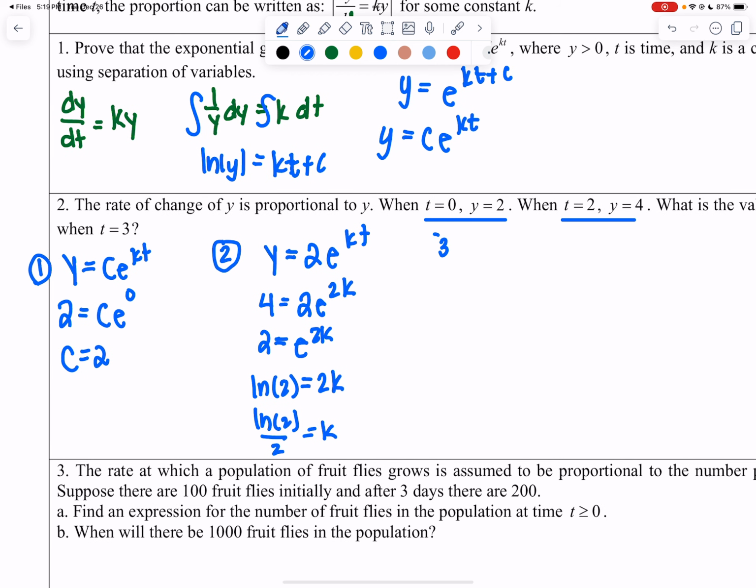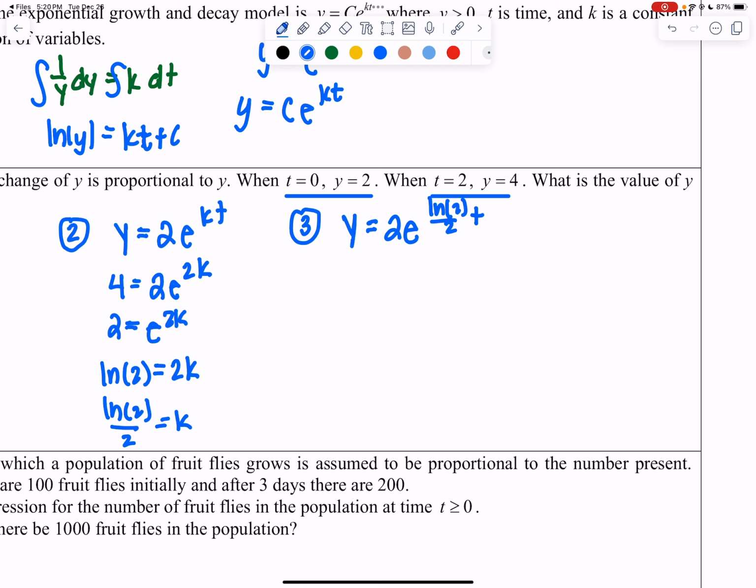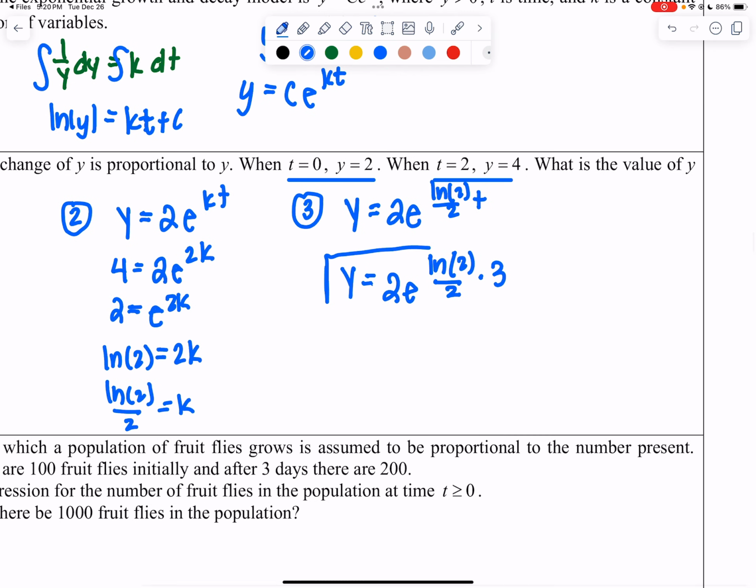And my third step is to figure out my final equation. So now I know that c is 2. And I also know that my k value is ln of 2 over 2, times t. And it asks what is the value of y when t is equal to 3. So that's just me plugging in 3 for t. Just leave it like that and call it a day. So y is 2e to the ln of 2 over 2 times 3.